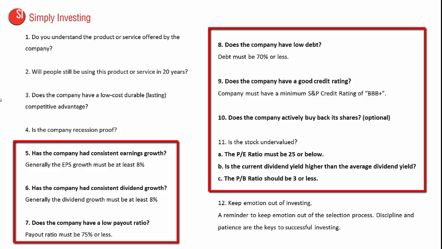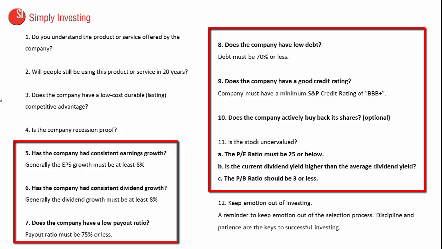So the first one is, has the company had consistent earnings growth? The EPS growth must be at least 8% or greater. The next one is the dividend growth must be at least 8% or more. The payout ratio must be 75% or less. The debt must be 70% or less. The credit rating, we're looking for a BBB plus or better. Does the company actively buy back its shares? The P/E ratio must be below 25.